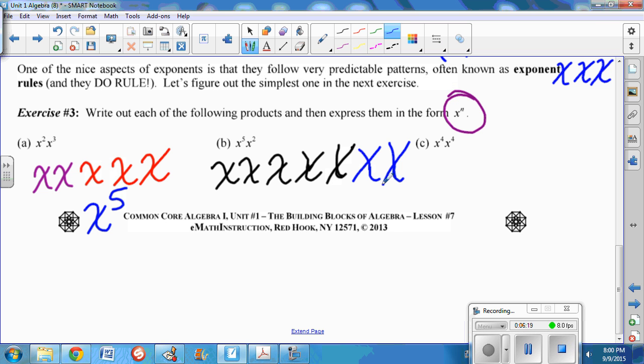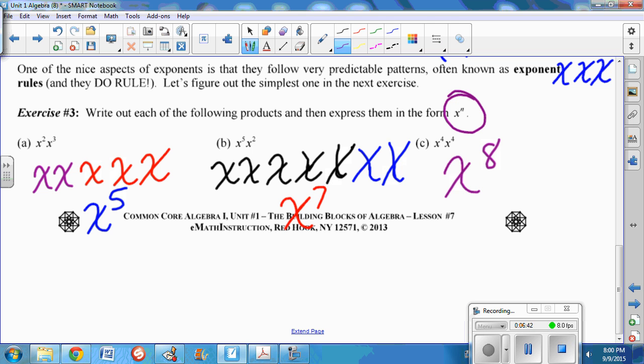And what do we end up with there? We end up with x to the seventh. See what's happening with those exponents? Make the prediction on this last one. If I wrote out x to the fourth, so x times itself 4 times, x times itself 4 times again, you should end up with x to the eighth.